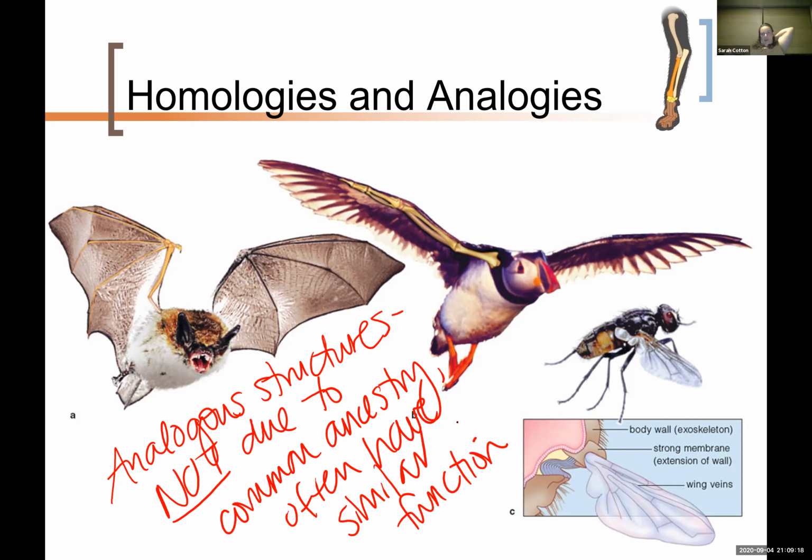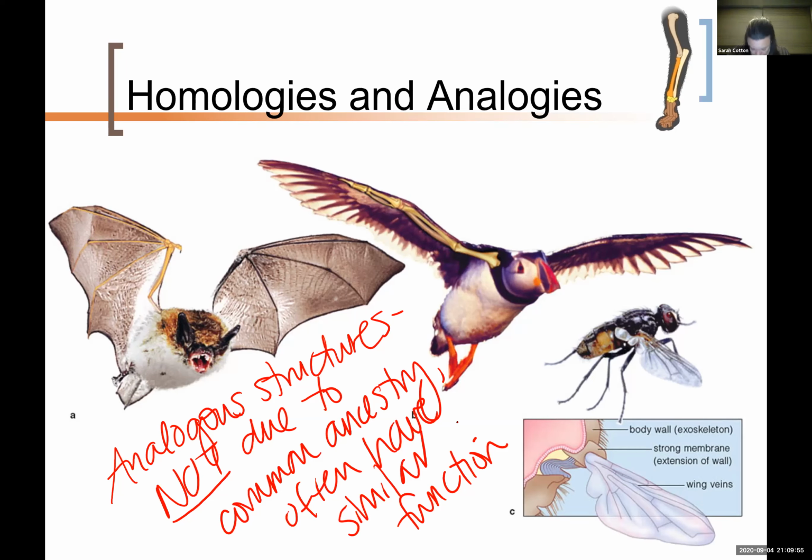Okay, so whereas homologous structures have similarity due to common ancestry, analogous structures are structures that are similar, usually in a more superficial way, because they have similarity in their function. It's a much more superficial similarity generally, and it's not due to common ancestry.